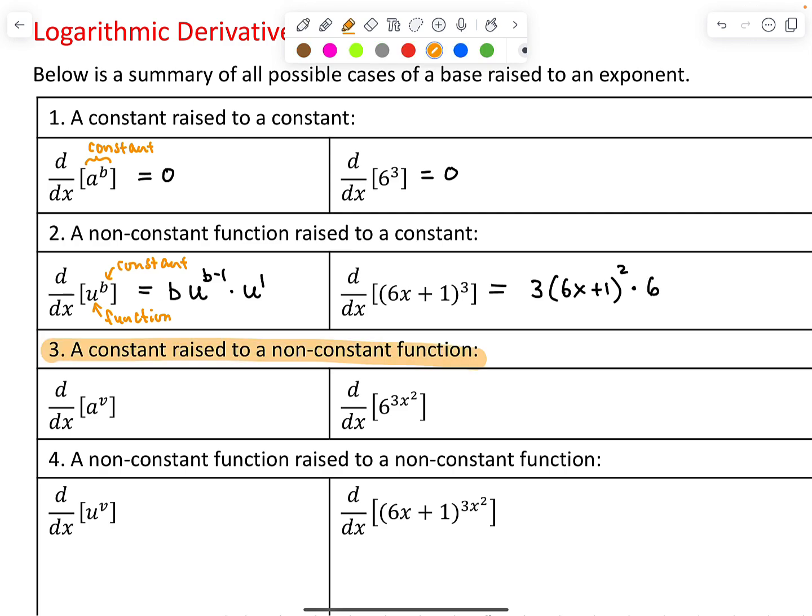Now a constant raised to a non-constant function. So derivative with respect to x, a is a constant, v is a function.